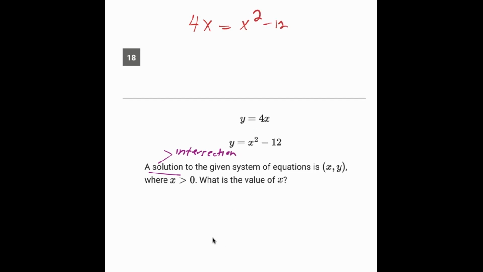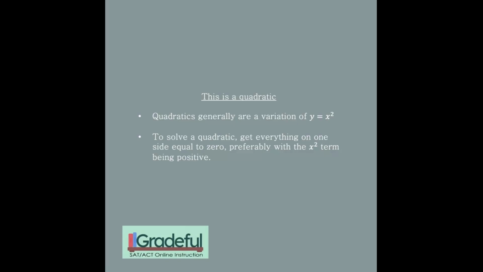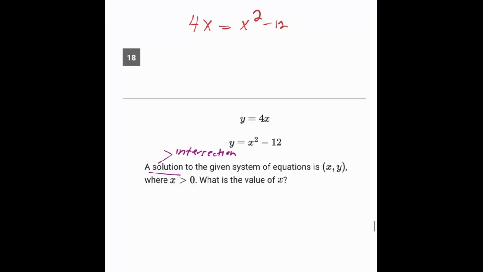And right now, we should be saying to ourselves, this is a quadratic. Because when you have any variation of y equals x squared, that's a quadratic. And for these, you want to get everything on one side equal to 0, preferably with the x squared term being positive. So let's try that. So all we need to do is take away 4x from both sides. And right now we'll have 0 equals x squared minus 4x minus 12.